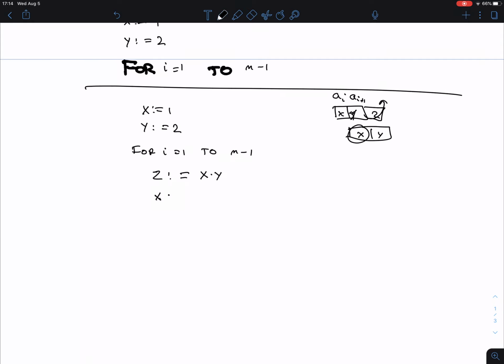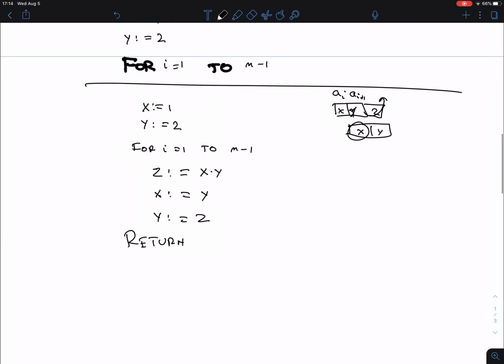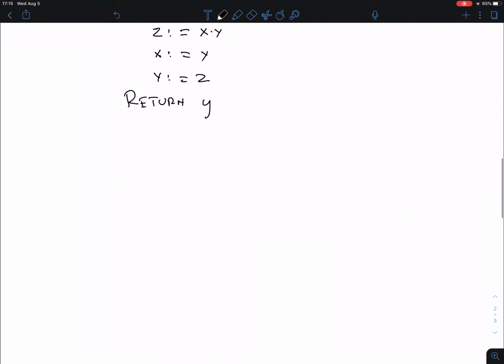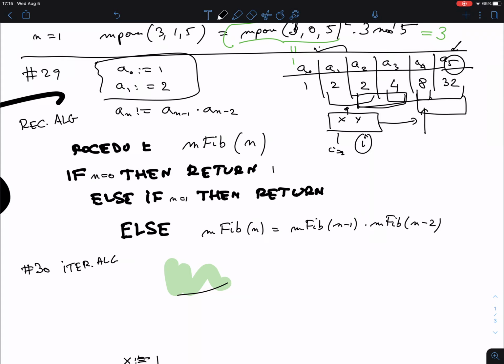So the new X is the old Y, and then the new Y is the old Z. And then at the end, we know that Z or Y, it doesn't matter, return Y, give me the answer. So that's the iterative version of it.